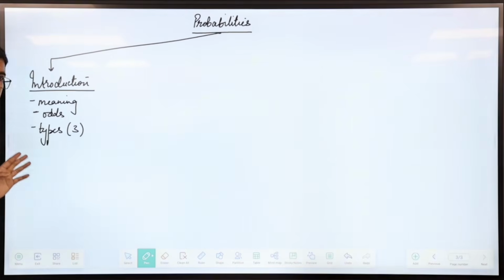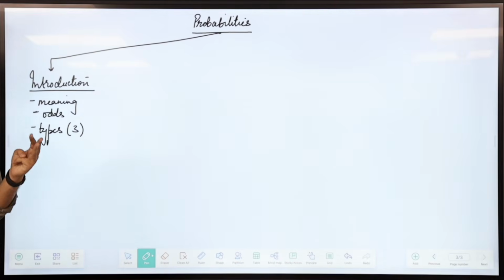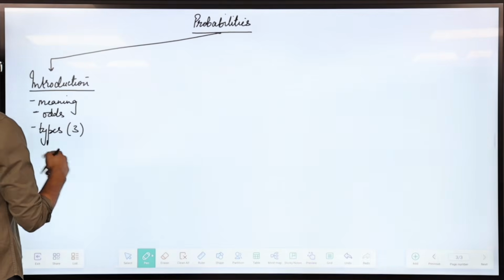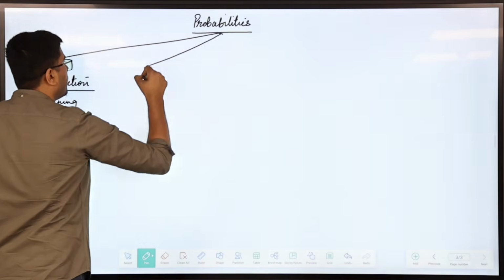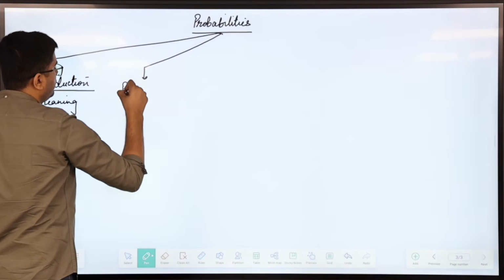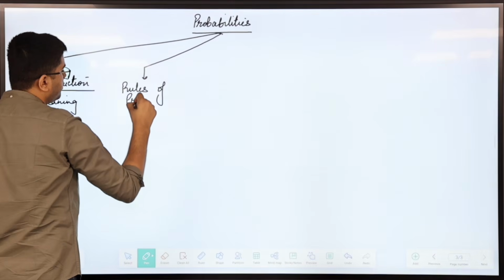3 types of probabilities exist: empirical, where you calculate probability using historical data; priori, where you calculate probabilities using logical reasoning; and subjective, which is purely guesswork, your intuition. Now, apart from these, we move to second part, which is rules of probability.